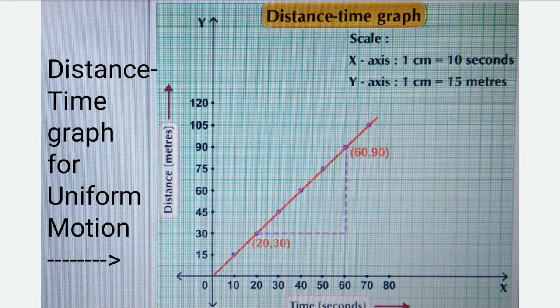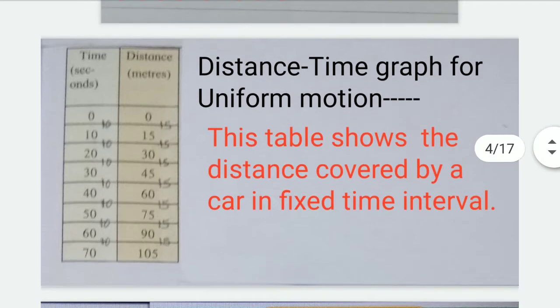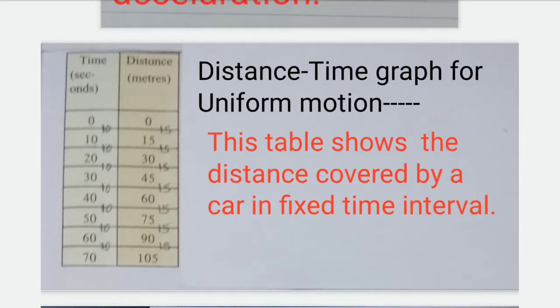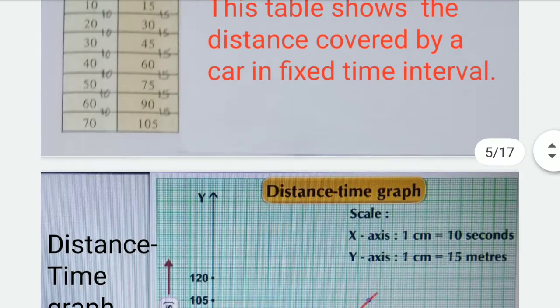Why it is called as uniform motion? Because we see from this table that a car travels same distance in same interval of time. In every 10 seconds, car travels 15 meter distance. It shows that the car has uniform motion. Now, if we want to plot the graph of distance time for this uniform motion, how we can plot it?